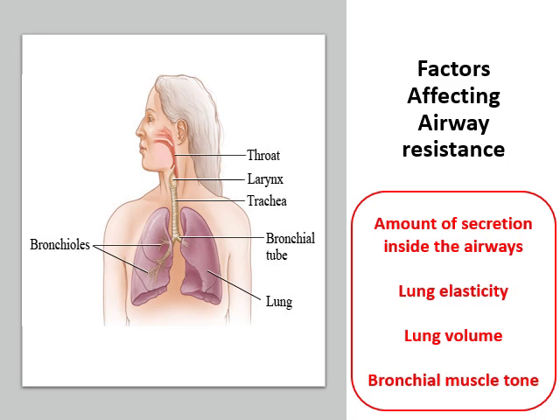Bronchial muscle tone, which is affected by the autonomic nervous system. Parasympathetic stimulation causes bronchoconstriction and increased mucus secretion, while sympathetic stimulation causes bronchodilation and inhibits mucus secretion.